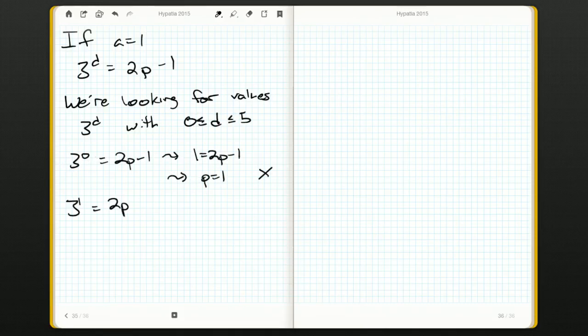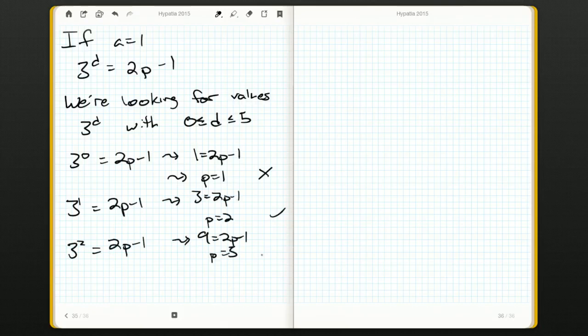How about 3 to the 1 is 2P minus 1? Well, that would mean P is equal to 2, and that's certainly a prime. That goes well with us. How about 3 squared? So 9 is equal to 2P minus 1. That means P is equal to 5. I'm just rearranging these in my head to speed things up. 27 is equal to 2P minus 1. That means P is going to be equal to 14. That's not a prime.